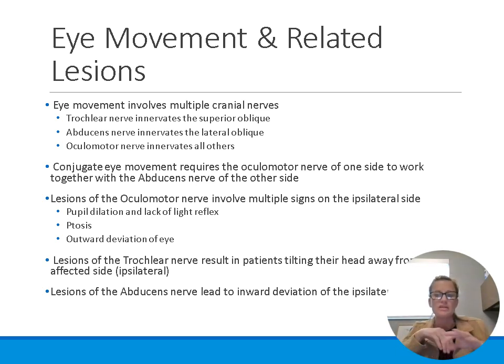Patients with lesions of these nerves, so lesions of the abducens nerve or oculomotor nerve, will have what's called disconjugate gaze, right? Disconjugate gaze. The eyes do not move together anymore. And they experience diplopia, or double vision. That's what double vision is.